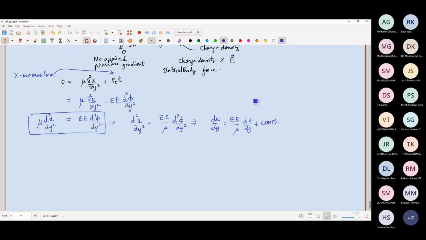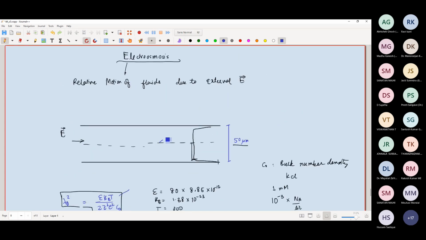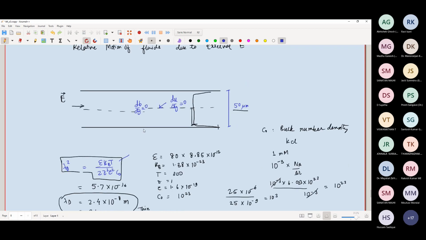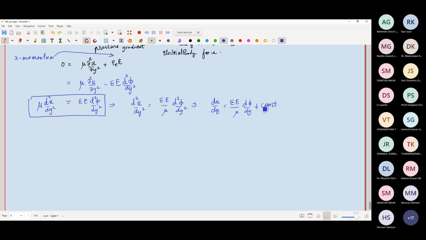Now, how to find out this particular constant? We can say that at the center line, because of symmetry, du dy has to be 0. That is, the gradient of velocity along the y direction has to be 0. And also, because we are in the bulk, d phi dy will also be 0. And this d phi dy equal to 0 does not really depend on whether it is the bulk or not. It will be 0 purely via symmetry. So if du dy and d phi dy both become 0 at a common point, that is the center line, then that will naturally mean that this constant has to be 0.